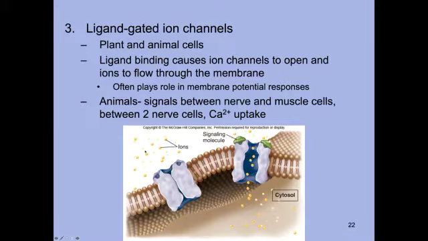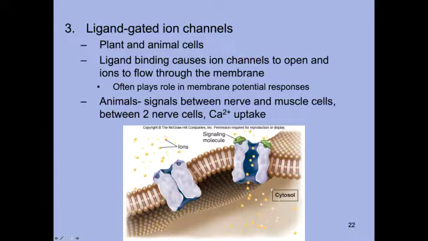Animal cells use them for signaling between nerve and muscle cells. They're used between nerve cells. They're also used in heart cells for calcium ion exchange. This changes the membrane potential, thereby causing your heart to beat, so we can coordinate the heartbeat. So these ligand-gated channels play lots of roles in membrane potential, electrical signals, and charges across a membrane.